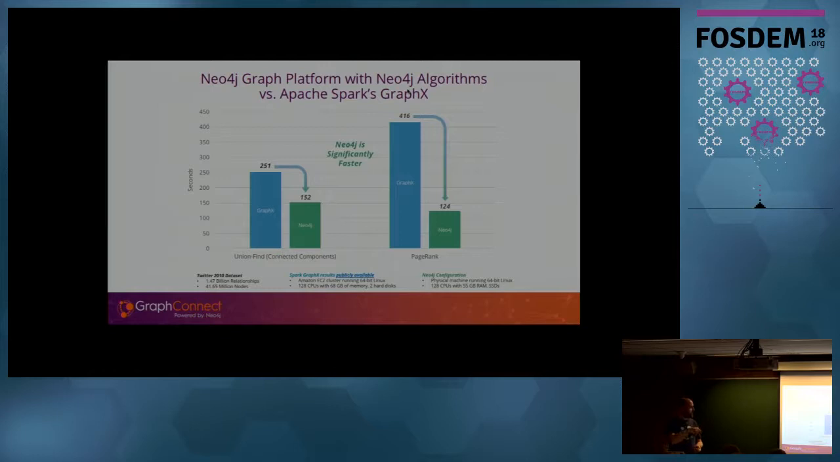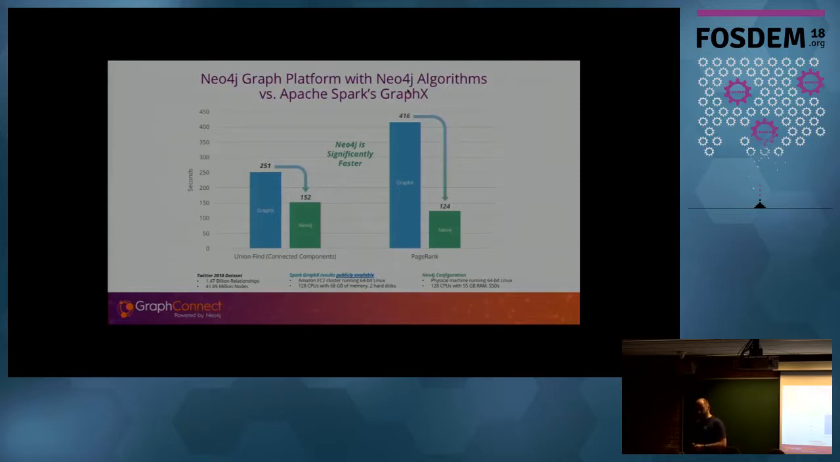So the blue one is GraphX and the green one is Neo4j. I expected it to be an order of magnitude slower, but what we built is actually a little bit faster, so that's kind of nice. So, mission accomplished in this space.